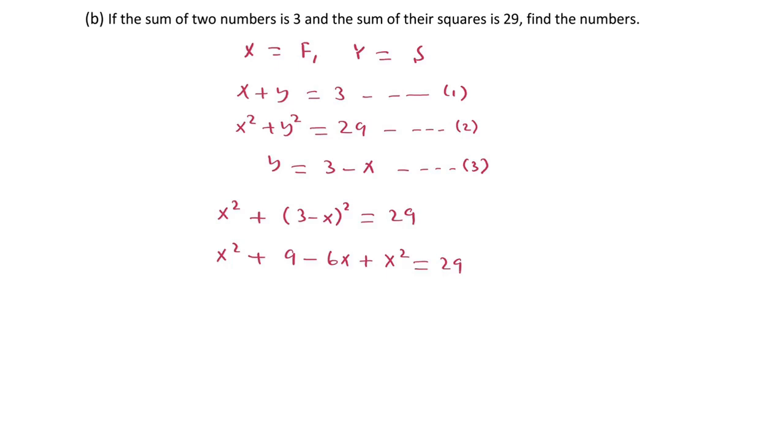Okay, next let us combine the like terms and rearrange the equation in a quadratic format. We are going to have 2x squared minus 6x minus 20 equals 0. To simplify this further, we are going to divide by 2 for each term. Then our expression is going to be x squared minus 3x minus 10 equals 0.